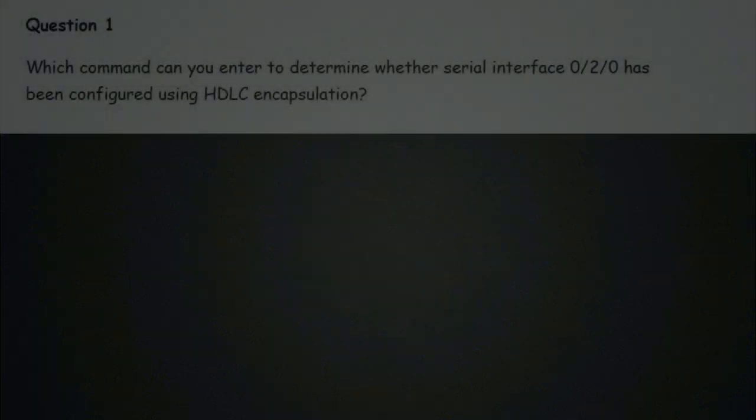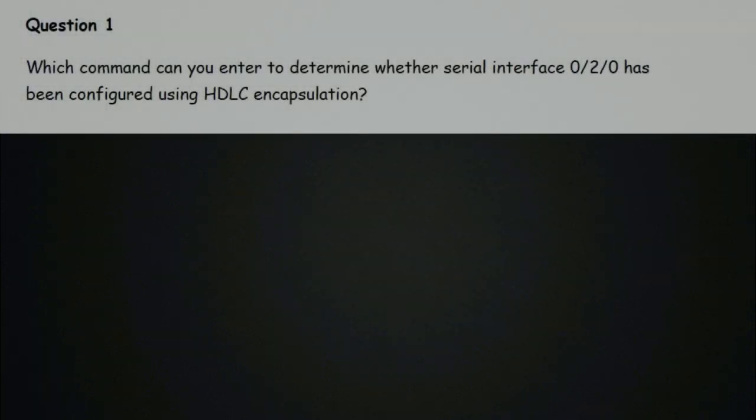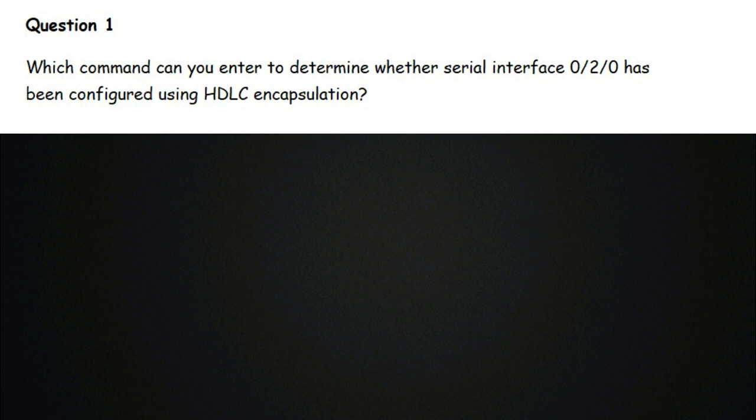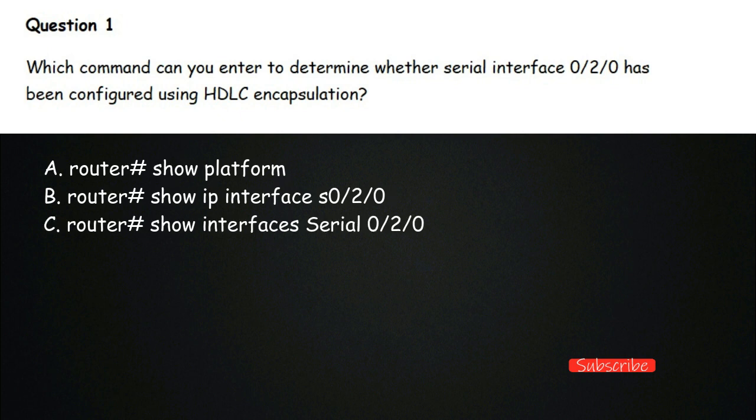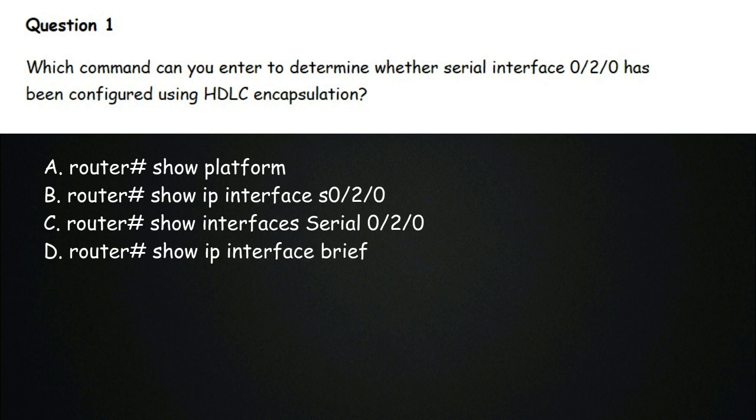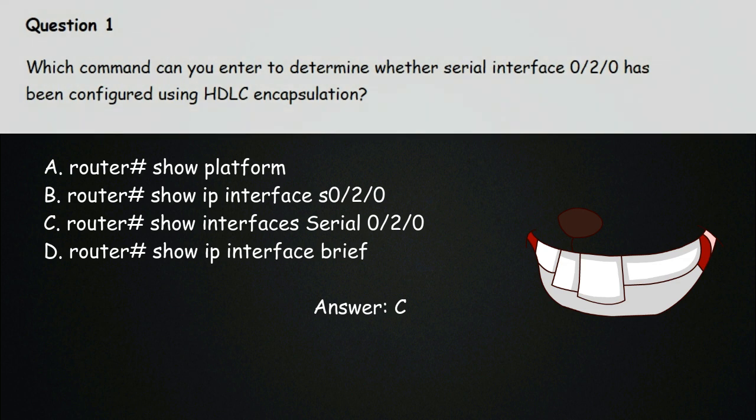Question 1. Which command can you enter to determine whether serial interface 0/2/0 has been configured using HDLC encapsulation? A. Router show platform. B. Router show IP interface S0/2/0. C. Router show interfaces serial 0/2/0. D. Router show IP interface brief. Answer is C.